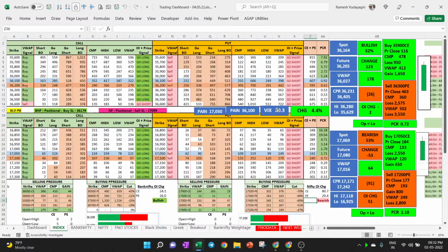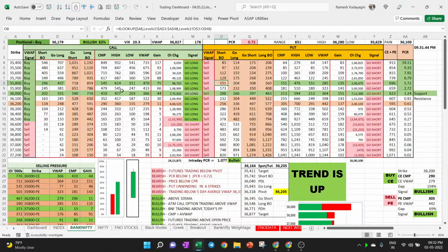When a gap down happens, if you are an option seller, you can look at selling this 36,300 put option. If you're an option buyer, in the case of a gap down, you can look at buying a call option, because 90% of the time after a gap down, the market bounces back. We'll get a clue from this only. The 35,900 call is what we have to watch.